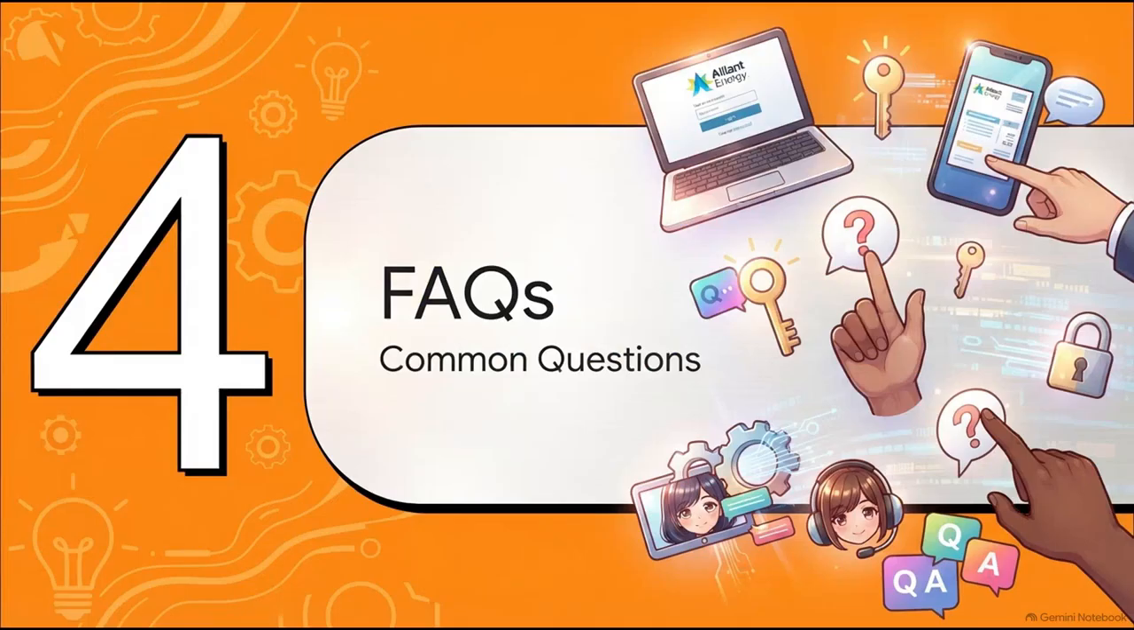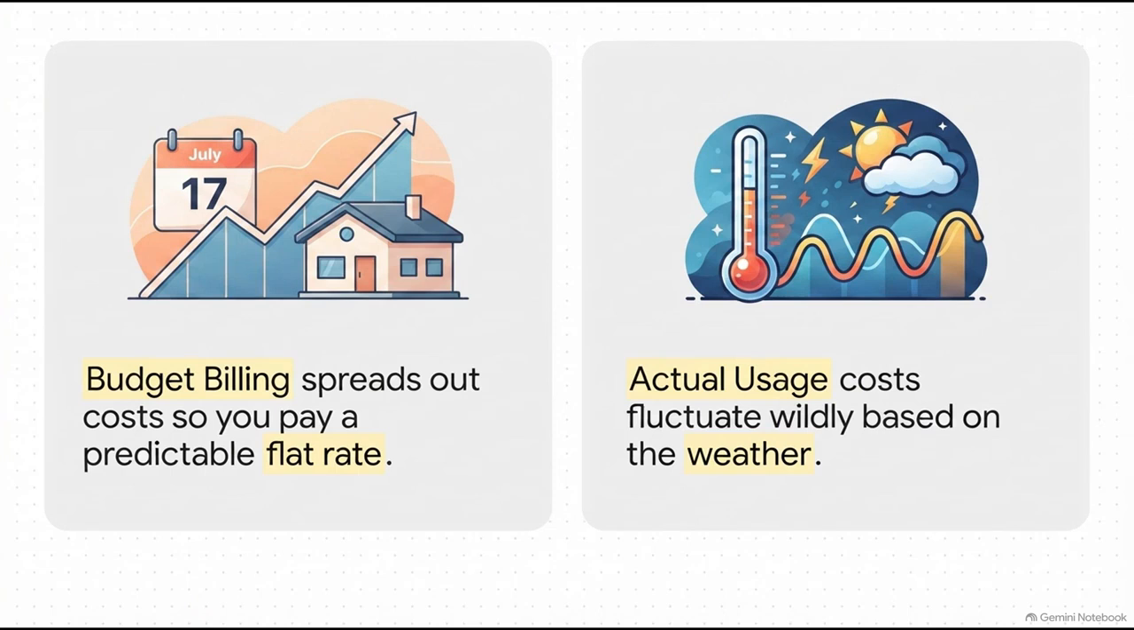Section 4, Frequently Asked Questions. Let's address some specific edge cases, app quirks, and billing questions you might actually run into while managing your newly recovered account. One major source of confusion for users is seeing differing amounts on their bill, especially if they sign up for budget billing. You might look at the app and think, wait, why is my budget billing one amount, but my actual bill is something else entirely?